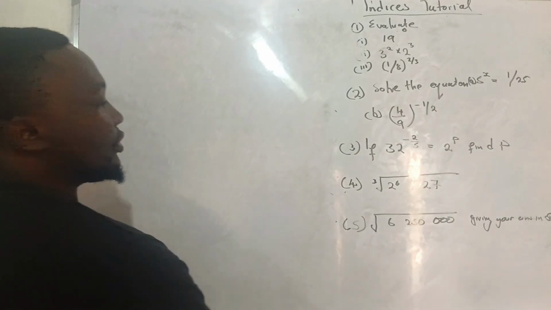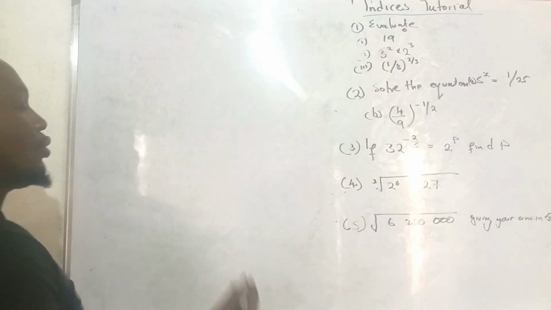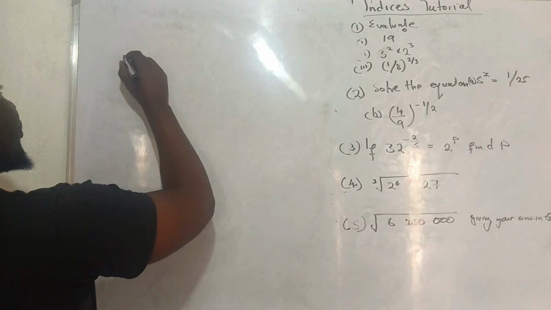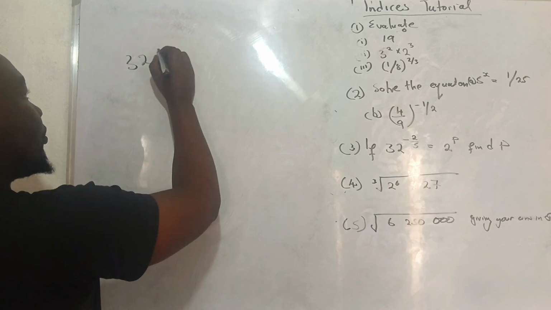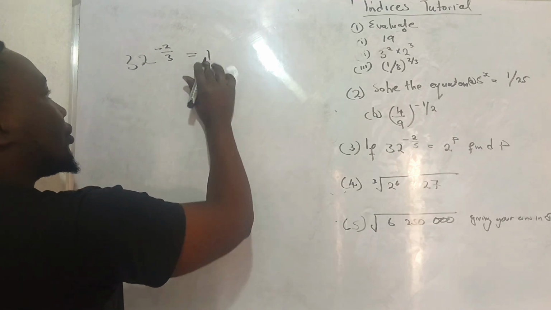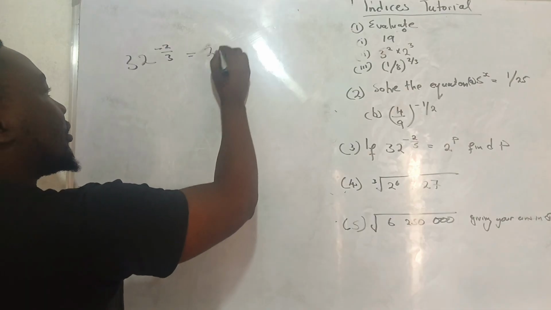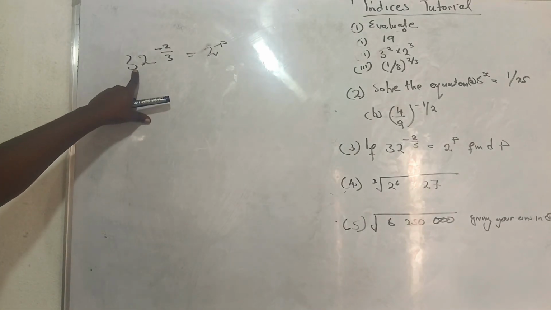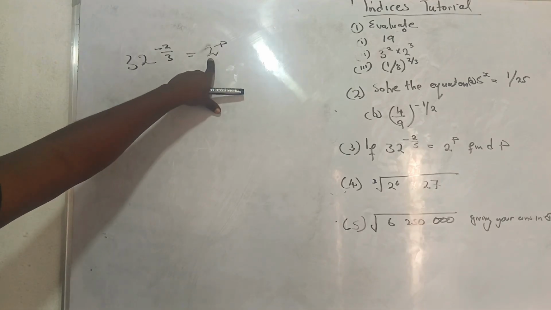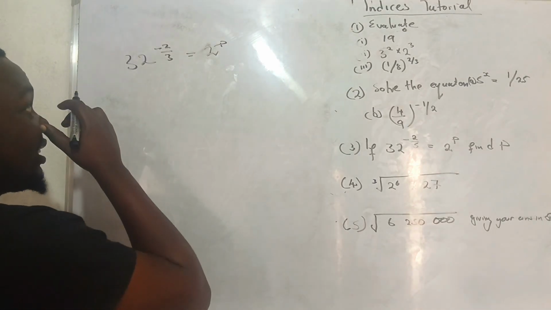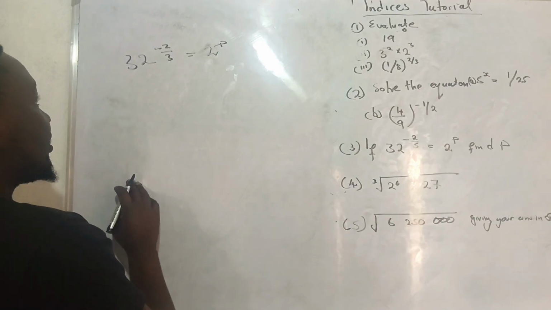Let's move on to number 3. So in number 3 we have 32 to the power minus 2 over 3 is equal to 2p. So here we want to express 32 similar to base 2. We'll also remove the negative index in the process.